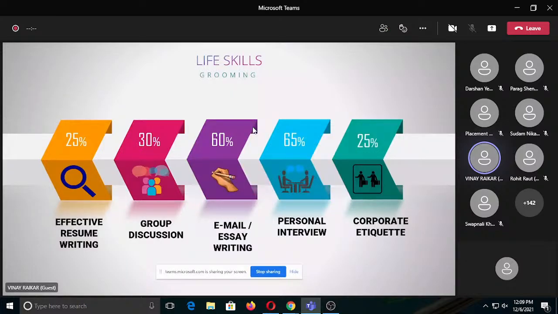I'll tell you the platform also where we are going to do it. Okay. So first we are going to start with the effective resume, group discussion. We are going to teach you on that, the levels and our practices. Email writing, essay writing is one of the areas where 60% rejection happens, especially in the case of Capgemini, Cognizant, etc. Okay. So I want you to take care of that too.